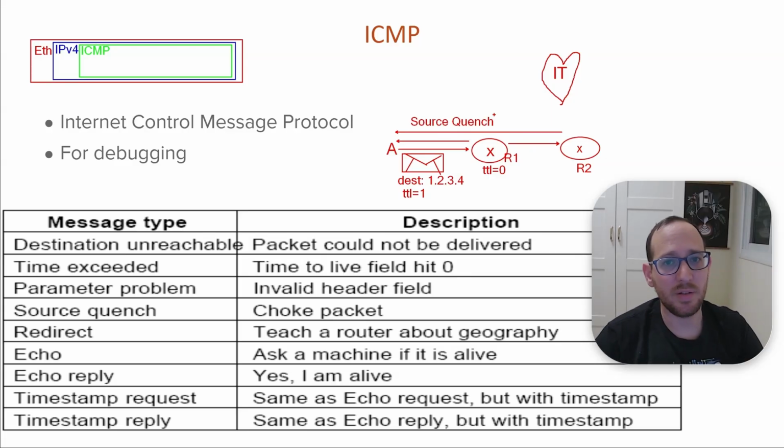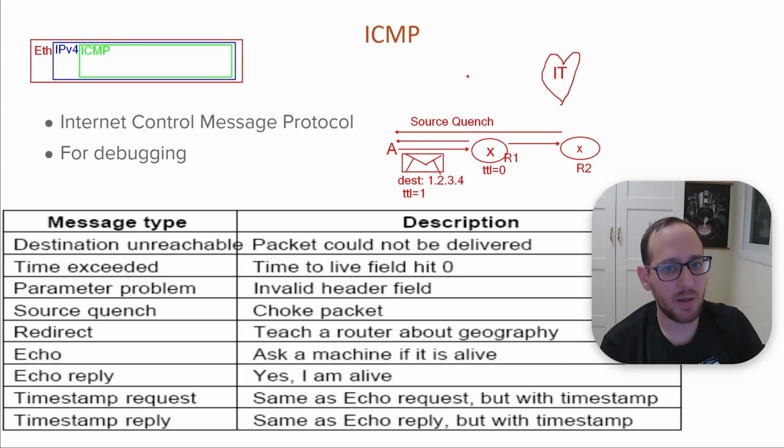In other words, dude, you're choking me. Stop it. Just stop sending data. Slow down. Either don't send data, or send data from another route, or send your data, but more slowly. This message could also be sent between routers, not necessarily to end devices.